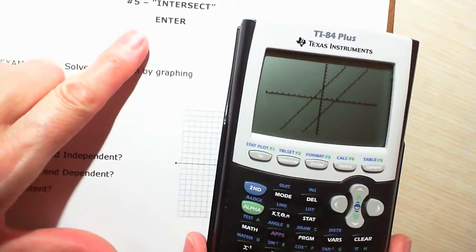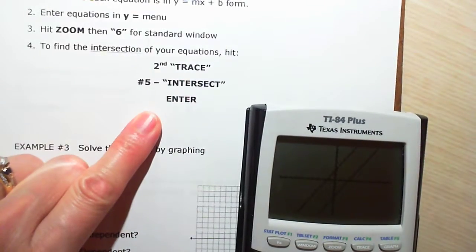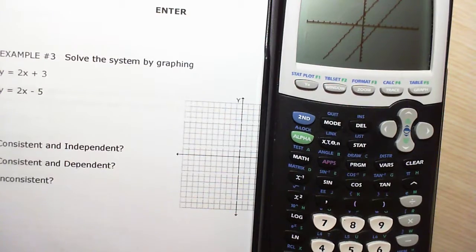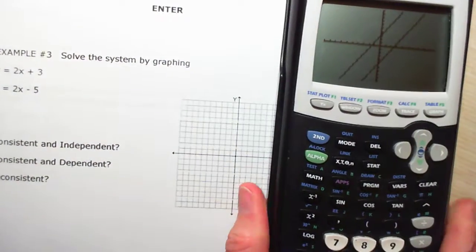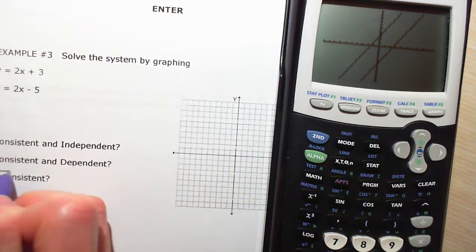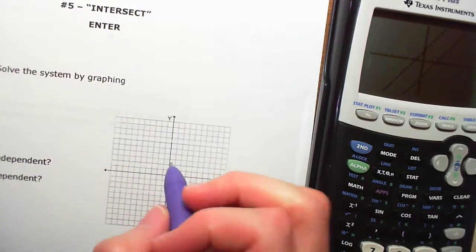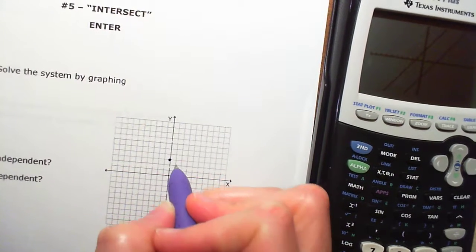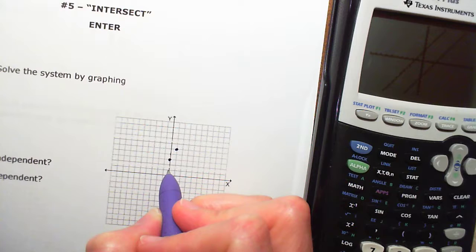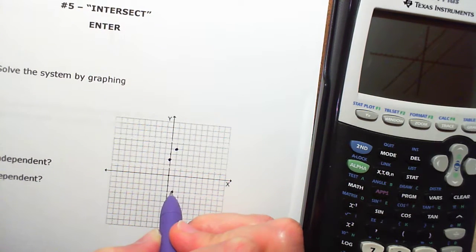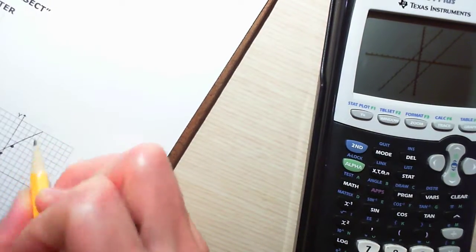So I can't do this second part where I find the intersection point. That's okay, because these are parallel. So what did we say about parallel lines? We said they never intersect, so there is no solution. And so we describe that as inconsistent. And then we can go ahead and graph these. So y-intercept of 3, up 2 over 1, y-intercept of negative 5, up 2 over 1, and then graph your two parallel lines.